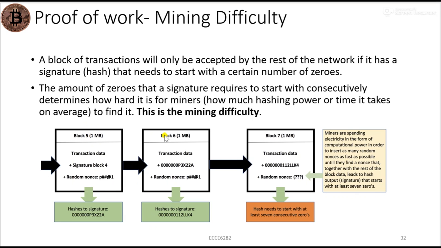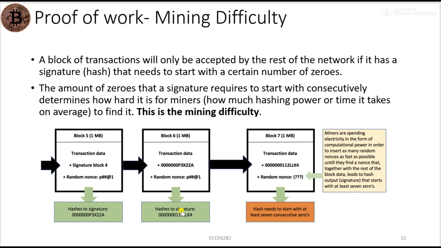Here in this example we show different blocks, like block 5. Each block is almost 1 megabyte. In Bitcoin the size of a block is around 1 megabyte, including header and transaction information. So this block 5 has a size of 1 megabyte and has some transaction data, plus the hash of the previous block, which we call the signature of block 4, and then some random nonce value. This nonce value gives it a valid signature, where the signature starts with how many zeros? Seven zeros.